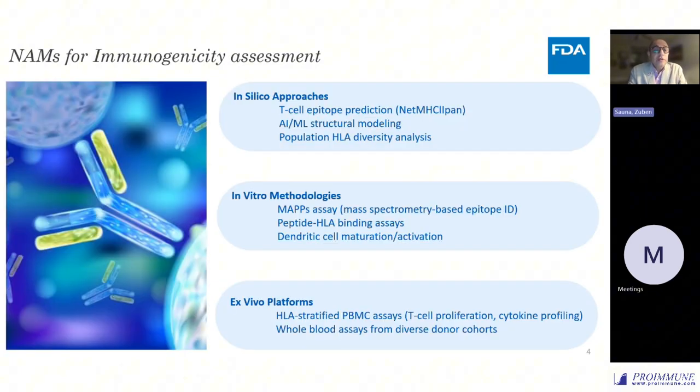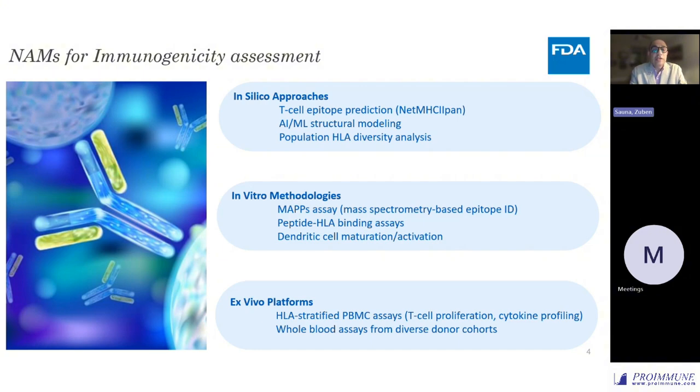So when it comes to NAMs for immunogenicity assessment, there are in silico approaches such as T cell epitope predictions, NetMHCII or NetMHCpan being the most popular. There is artificial intelligence and machine learning based structural modeling of the immune complexes. There are population-based HLA diversity analyses.